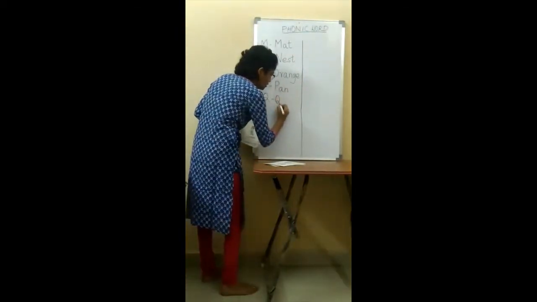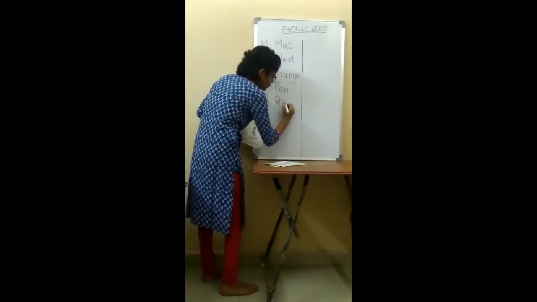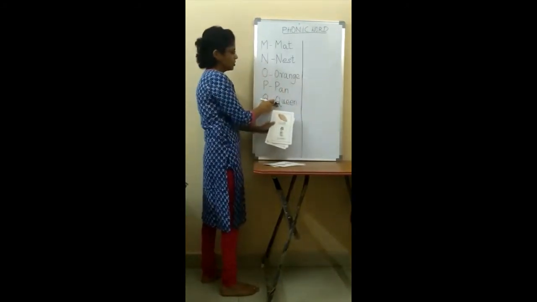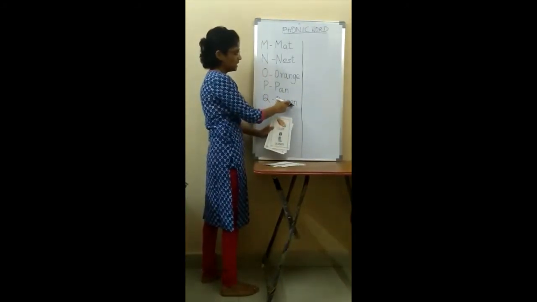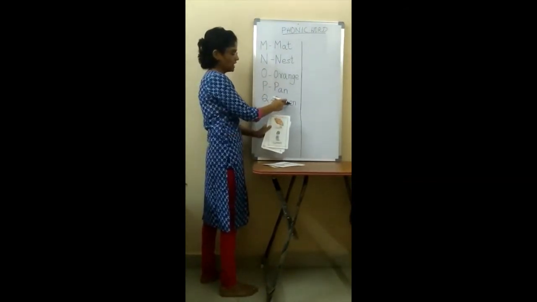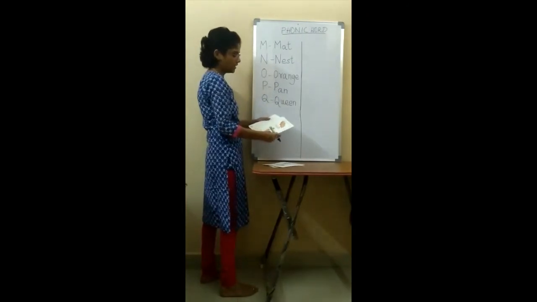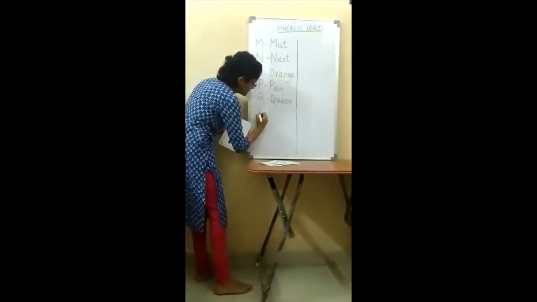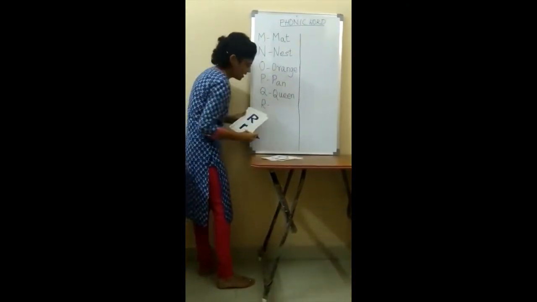Q for queen. Q U E E N, queen. The next letter is R.